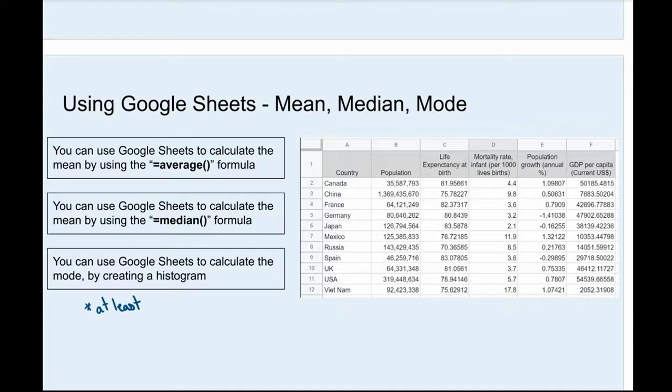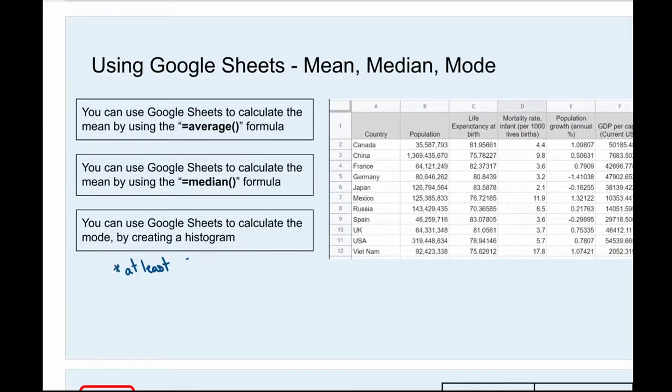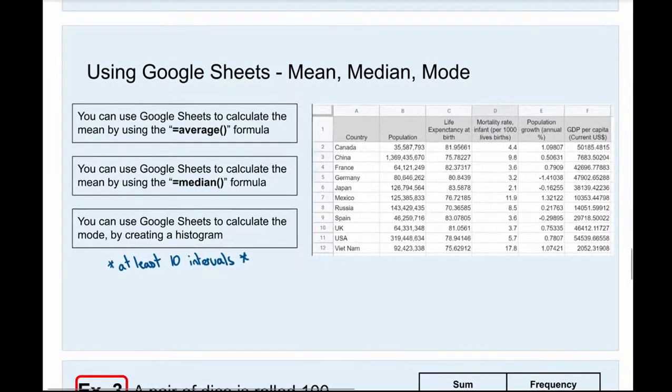Say at least 10 intervals. But again, you do have to be careful. You don't want to have too many at the same time, because then it would just space everything out where it would just be one for everything. So you do have to kind of play around with that a bit.